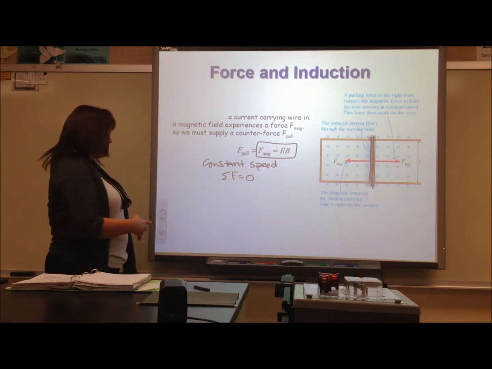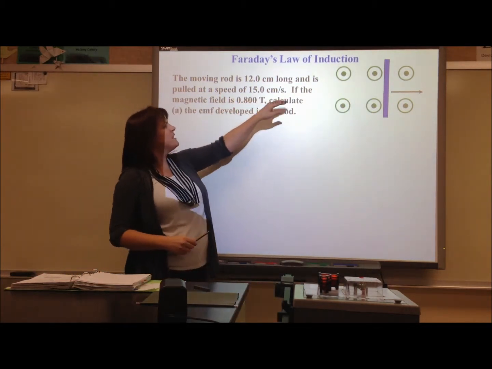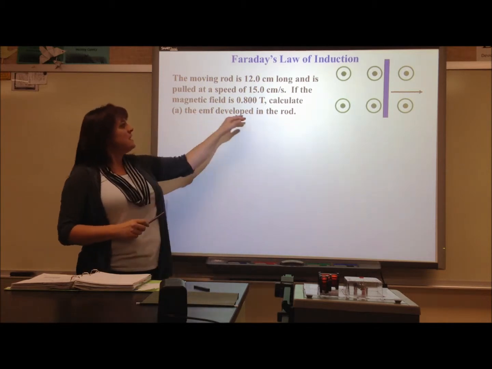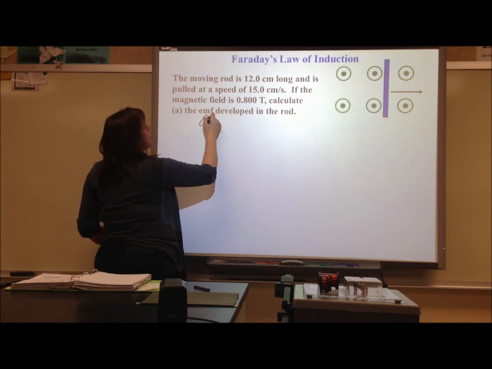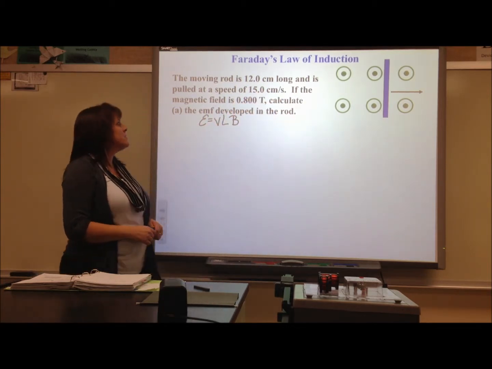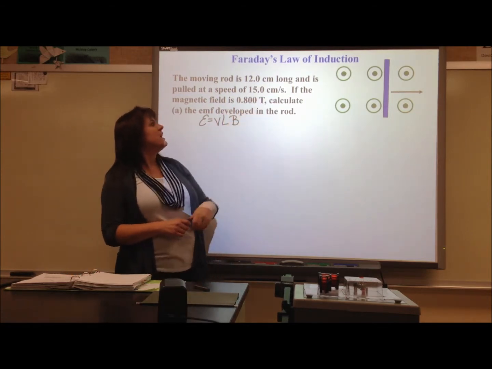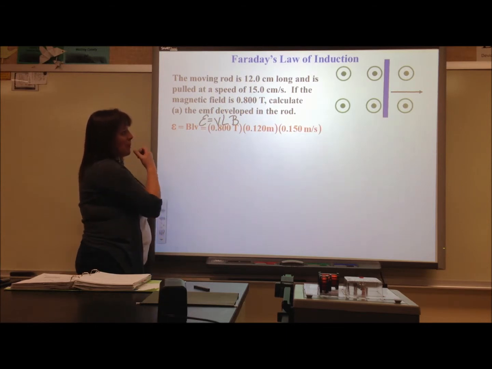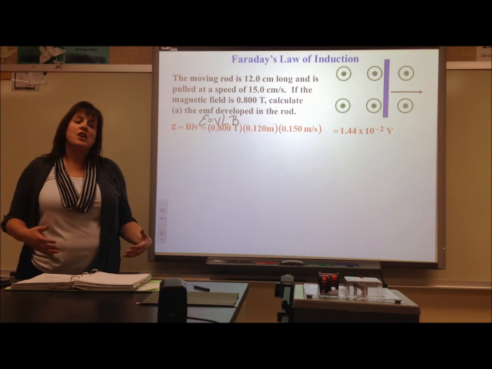All right, let's do a calculation. I have a rod that is 12 centimeters long, and it's pulled at a speed of 15 centimeters a second, not meters, centimeters a second. If the magnetic field is 0.8 Tesla, what is the motional EMF developed in the rod? EMF equals V L B. We have our velocity, but make sure you put that in meters per second, so divide by 100. Convert that into meters and multiply by the magnetic field. If you do that correctly, you're going to get 1.44 times 10 to the negative 12 volts. So we're generating voltage, motional EMF.